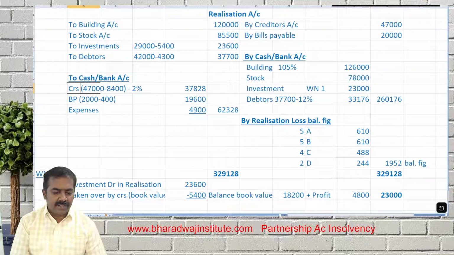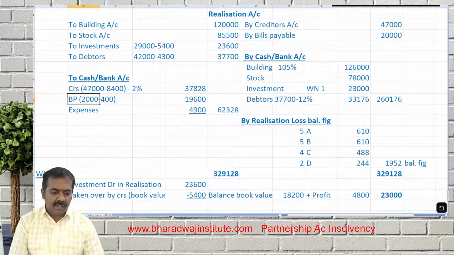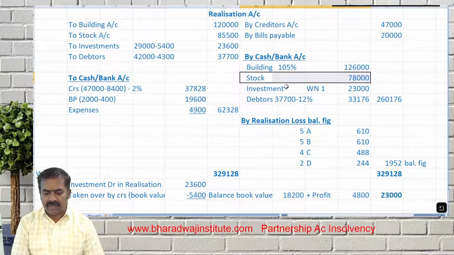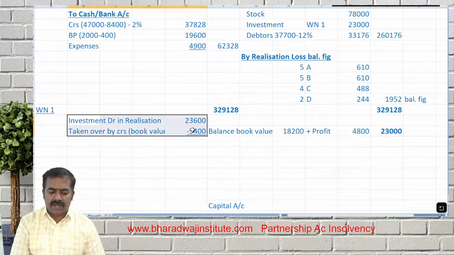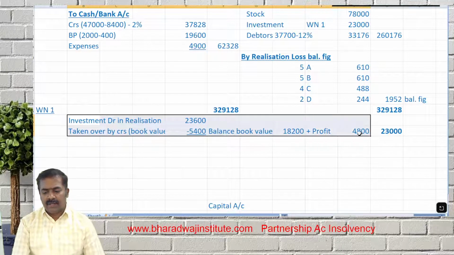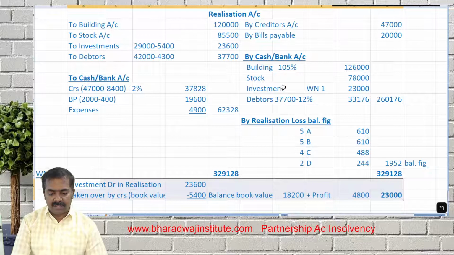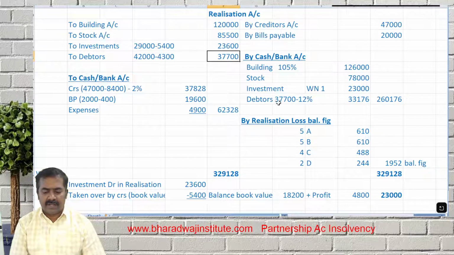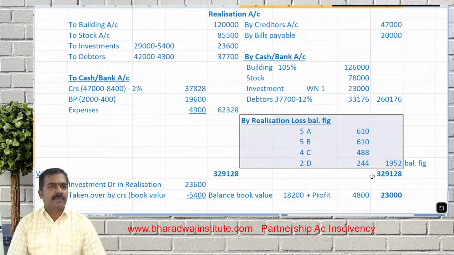The remaining creditors, 47,000 minus 8,400, settled at 2% discount. Bills payable settled at 400 rupees less. Expenses on realization paid. Building 105%. Stock given. Investment, check: 23,600 taken over by creditors. Balance at a profit, 23,000 we get. That is for which one? Investment. Debtors, the remaining debtors, that is 37,700 minus 12%. You get this. Realization loss transferred to partners in which ratio?